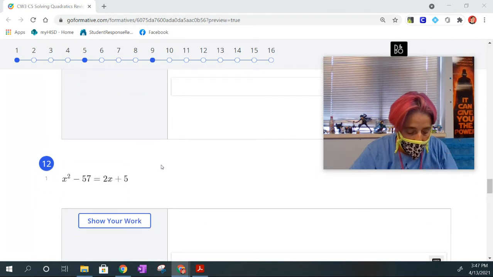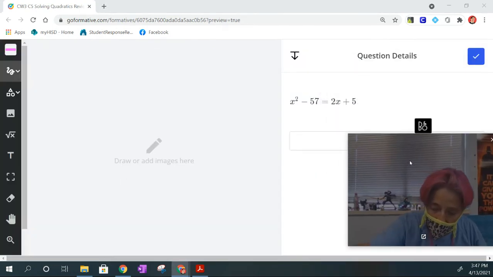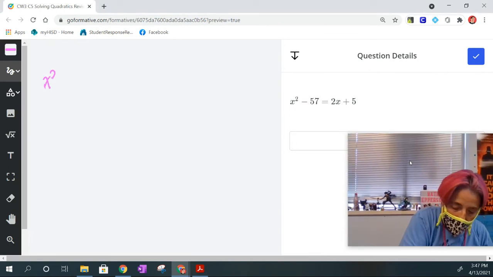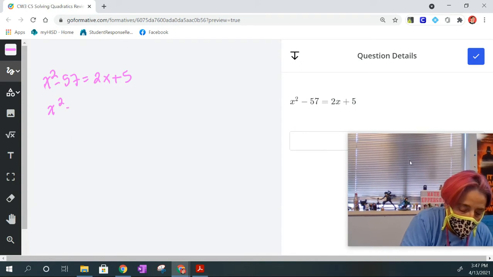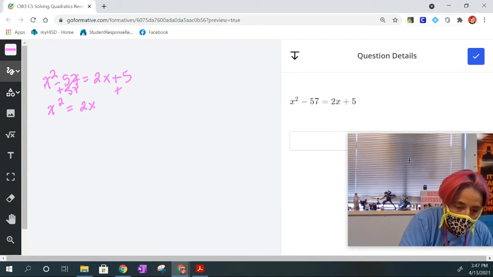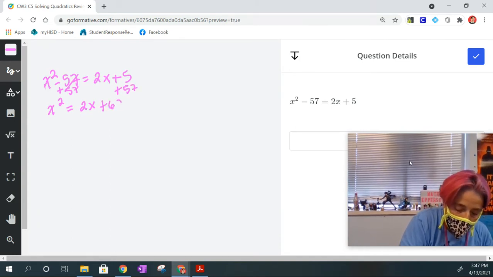So I'm going to go through one of these and talk about and show you what I expect you to show. All right, so looking at my question, I have x squared minus 57 is equal to 2x plus 5. I'm going to move all of the constants to one side. So this gives me x squared is equal to 2x. We're going to add 57. So 5 plus 57 gives me plus 62. I'm going to subtract 2x. So that gives me x squared minus 2x is equal to 62.